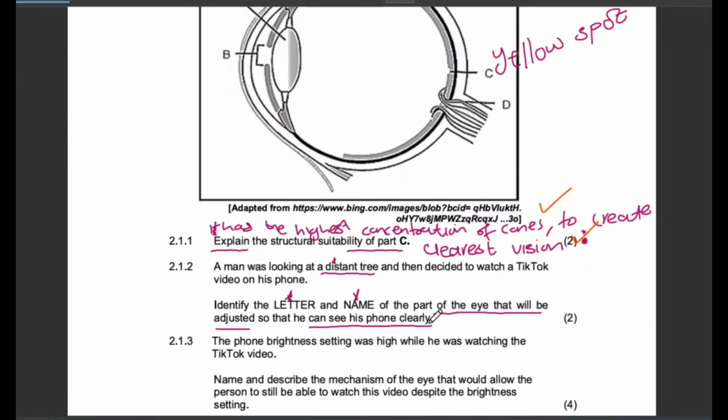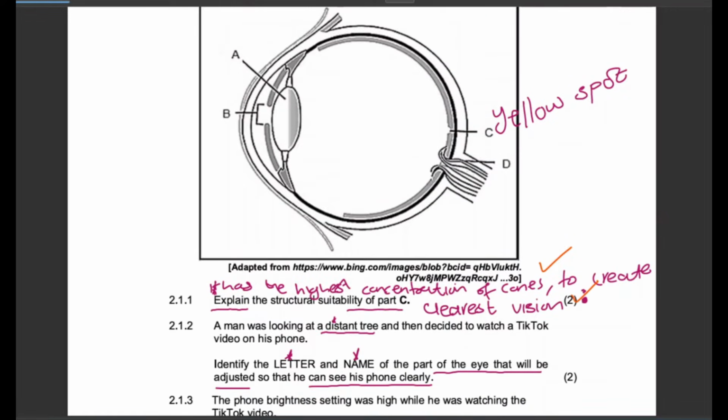So now this takes us back to accommodation, guys, and the part of the eye that will be adjusted to accommodate the difference in distance, more than 6 meters away, which is the tree, and changing to watch a video on his phone, which is very close to him, less than 6 meters away. So obviously the part of the eye that is going to be adjusted is the lens, which is A. They've asked us for the letter and the name. So the letter is A and the name is lens.